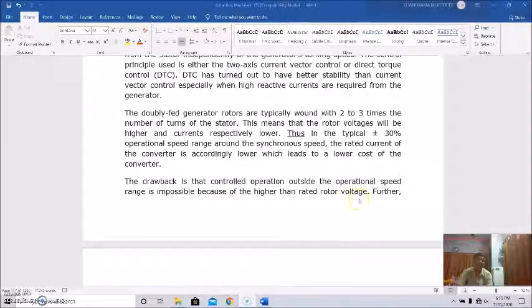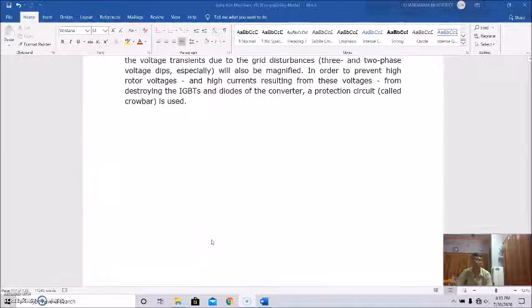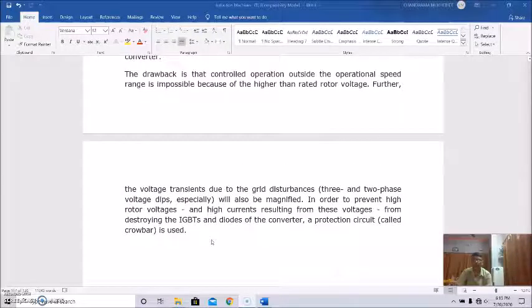Further, the voltage transients due to grid disturbances, especially three- and two-phase voltage dips, will also be magnified. And in order to prevent high rotor voltages and the high currents resulting from these voltages from destroying the IGBTs (insulated gate bipolar transistors) and the diodes of the converter, a protection circuit called the crowbar is used. That is discussed in the power electronics class. This is the protection system.